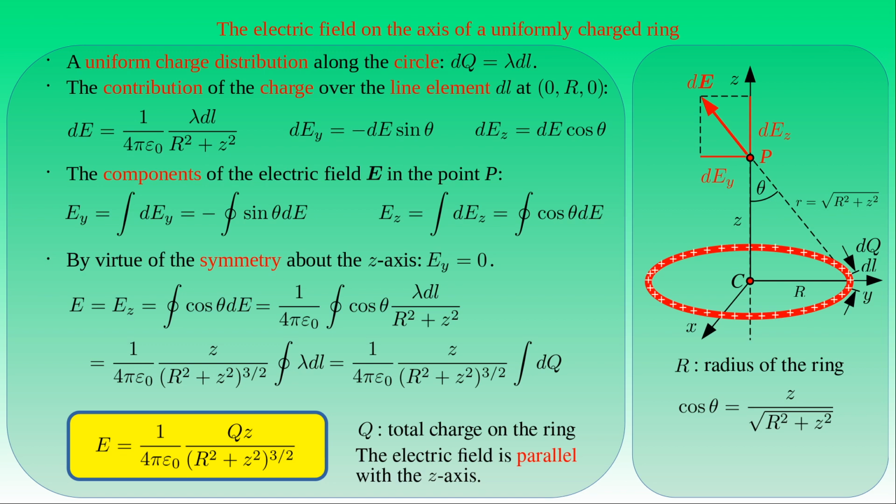This formula also shows that the magnitude of the field is inversely proportional to the square of the distance from the ring, if the distance z is much greater than the radius R of the ring. Roughly speaking, the electric field created by a charged ring along its axis looks like the one of a point charge with the same total charge at distances far from the ring.